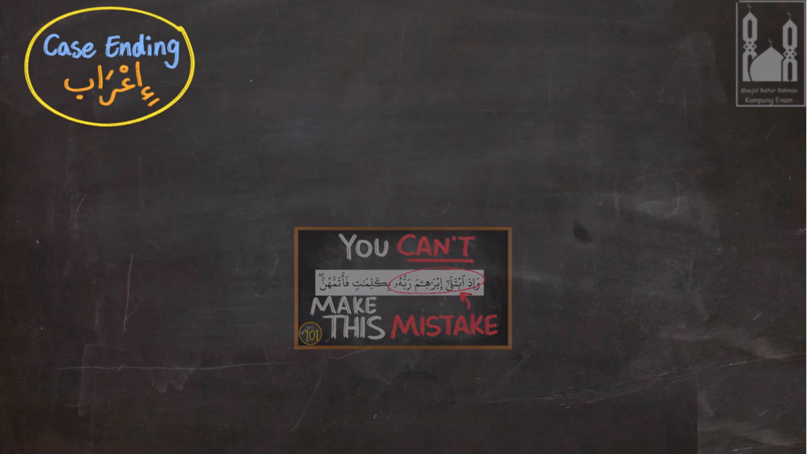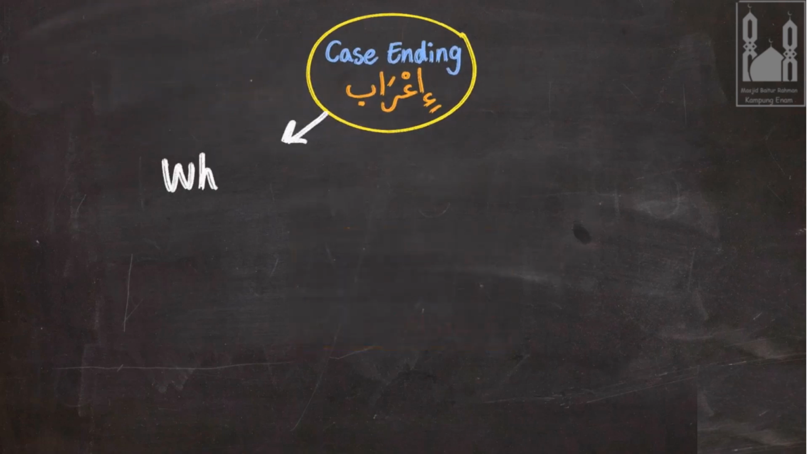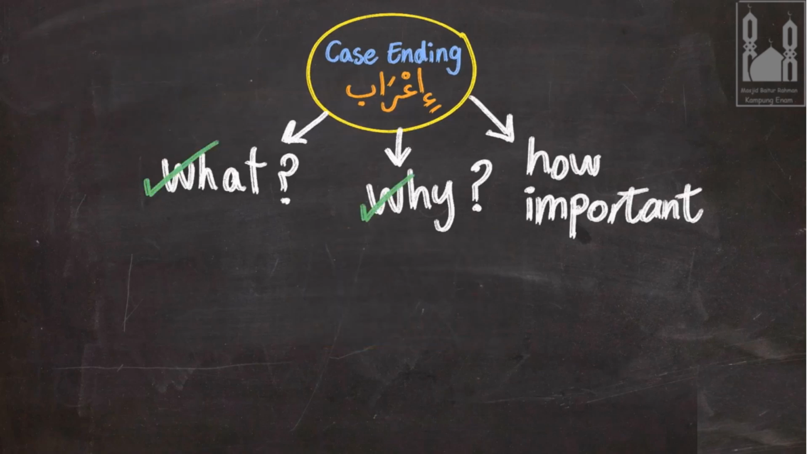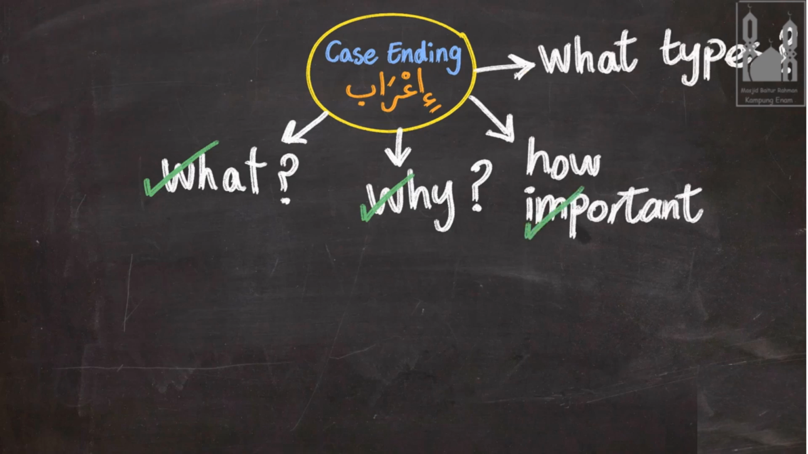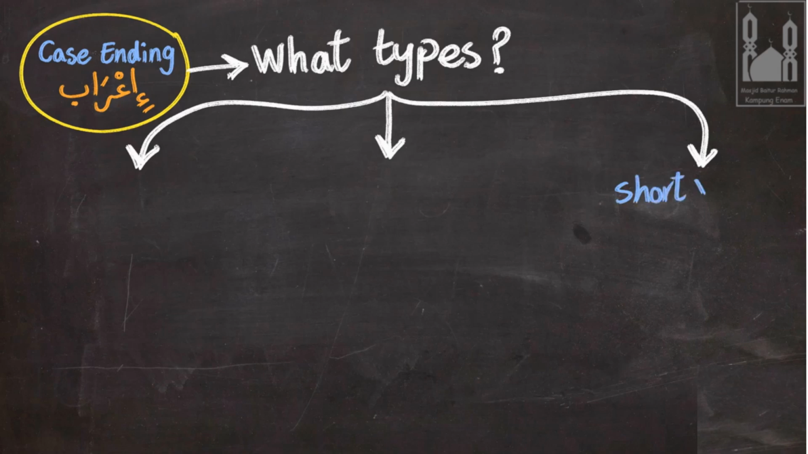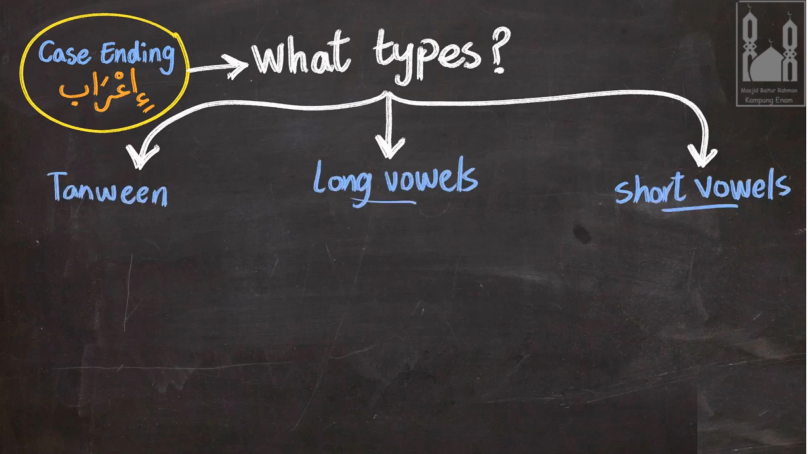So far, we know what i'rab or case endings is, why we learn it, and how important it is for Quranic Arabic. Let's see what kind of case endings there are. There are three types of case endings: short vowels, long vowels, and tanween.